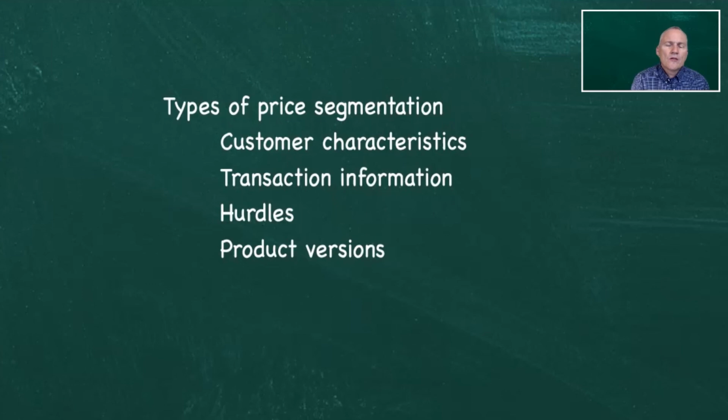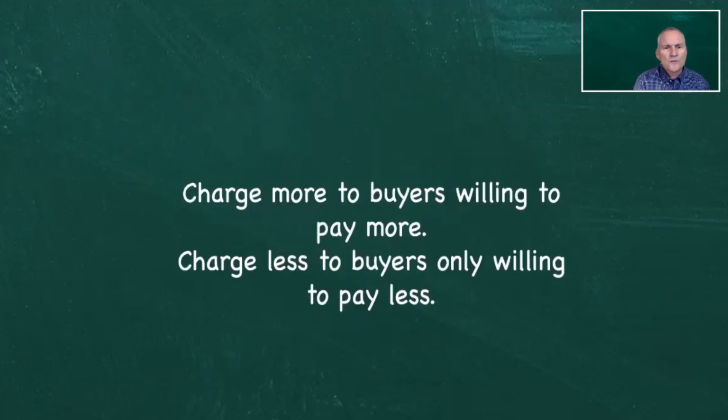So think about these four different techniques. We'll go into detail on how you could do each one of those in the future, but we'll wrap it up with this. The goal here is to charge more to buyers who are willing to pay us more, charge less to buyers who are only willing to pay us less.